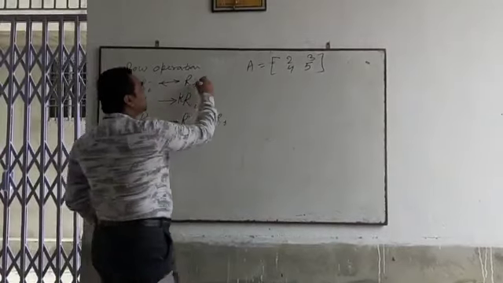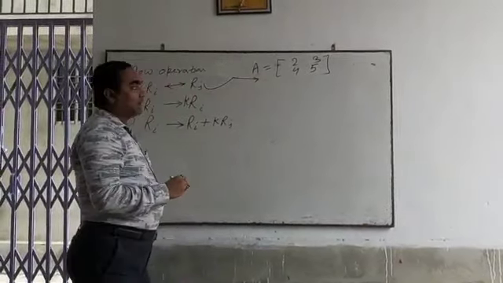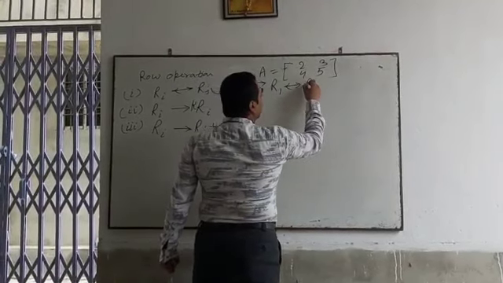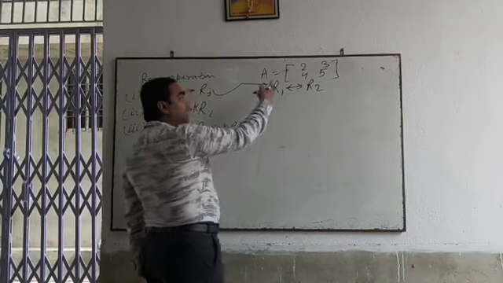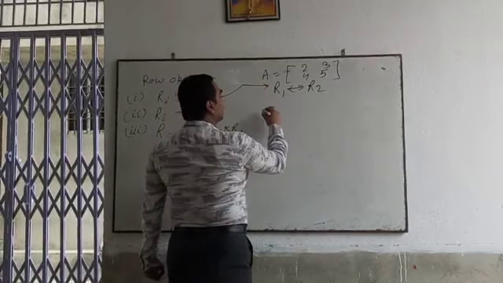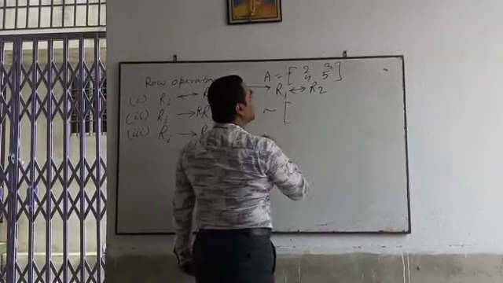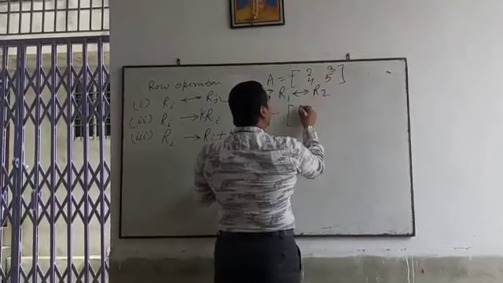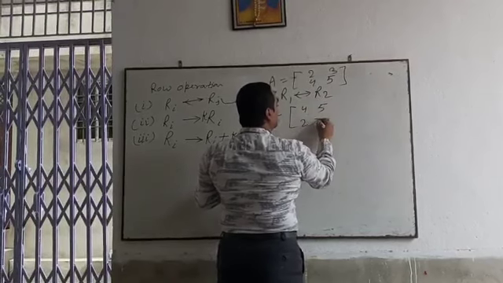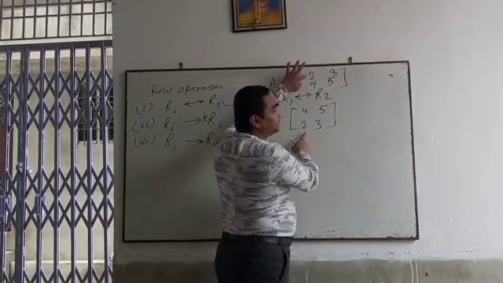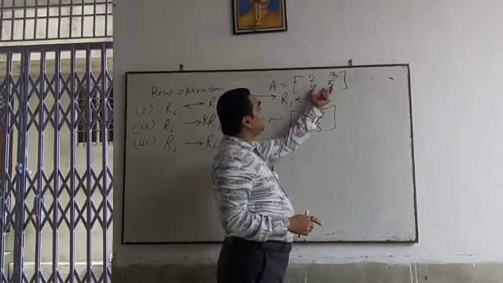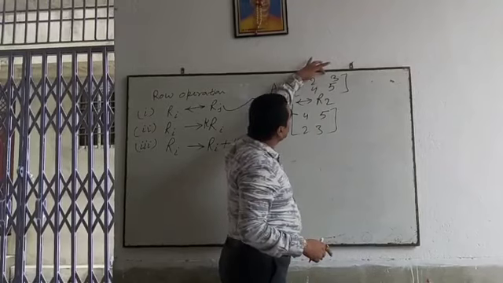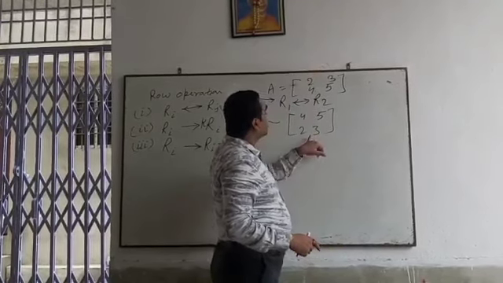Then while using this operation, I am just going to interchange R1 with R2. Then the new matrix so formed is simply equivalent to this matrix, meaning we are going to interchange the rows, 4, 5 and 2, 3. Have you observed it? Here 4, 5 in the second row comes to the first row, and 2, 3 in the first row comes to the second row.